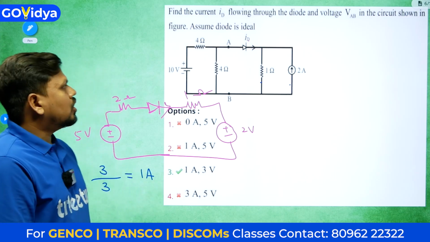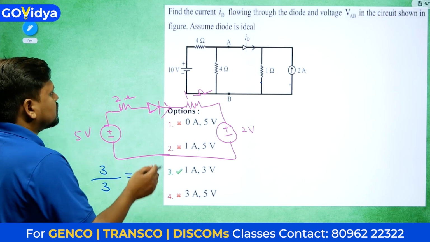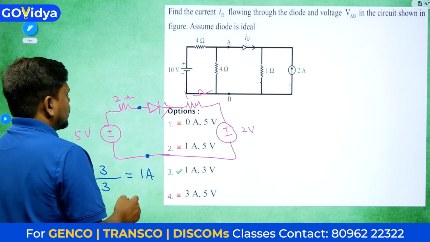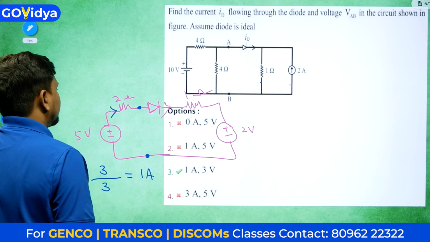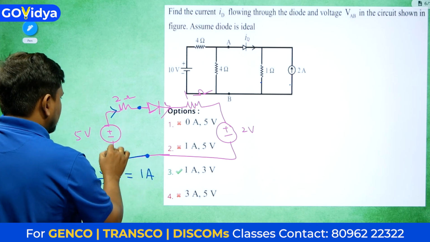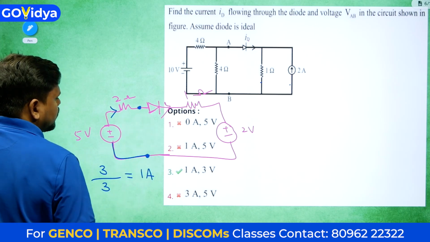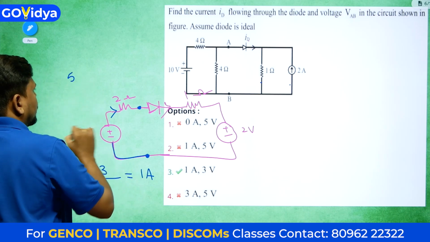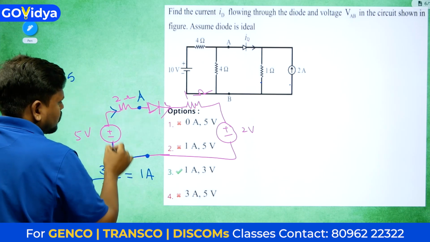Okay, so now what are they asking? They are asking about voltage from A to B. Okay, so voltage from A to B. So this is A and this is B. You can observe 1 ampere current is flowing like this, from this to this. So from this point to this point we need to check. So that means 5. Okay, so otherwise A to B, from this to this we need to check.